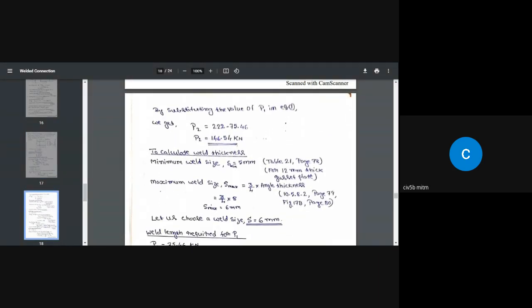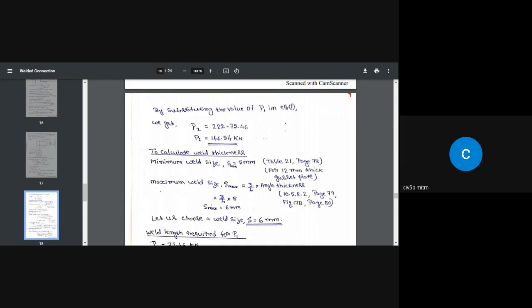Now, coming to the length of the weld, before we know the length of the weld, we need to fix the size of the weld we need. For that, please open page number 78 of the code book, table 21. I hope you are on that page, page 78, table 21.